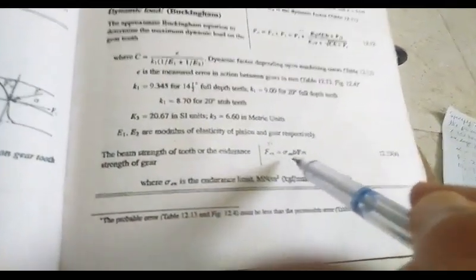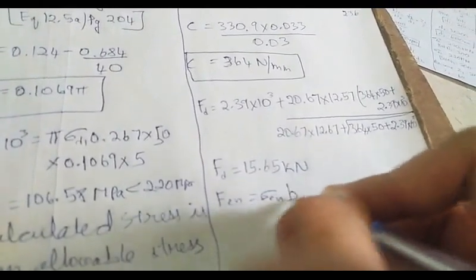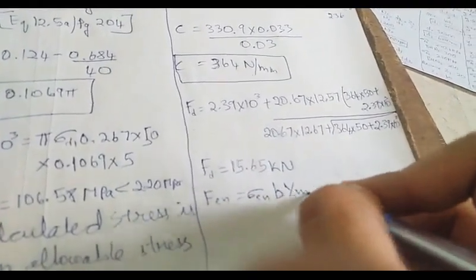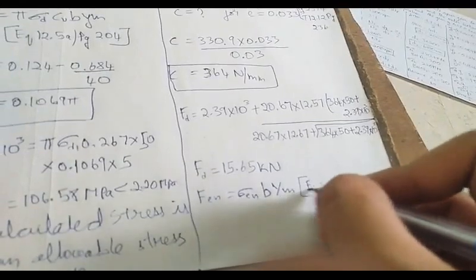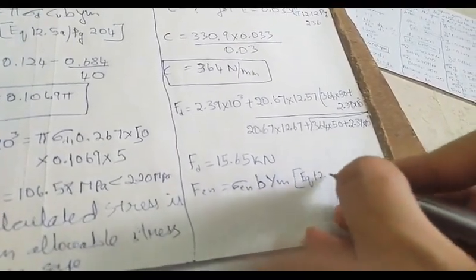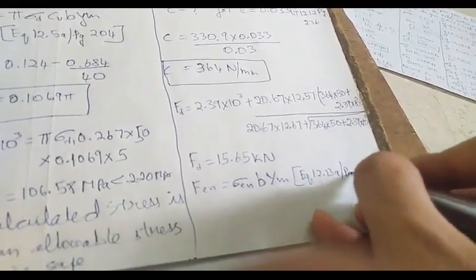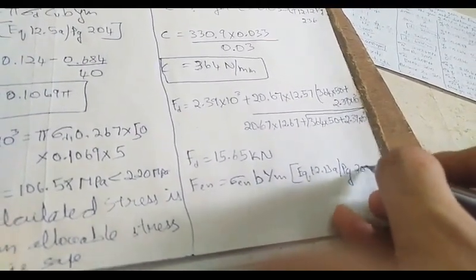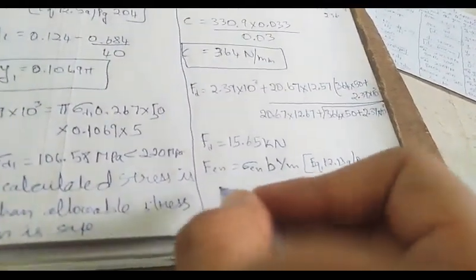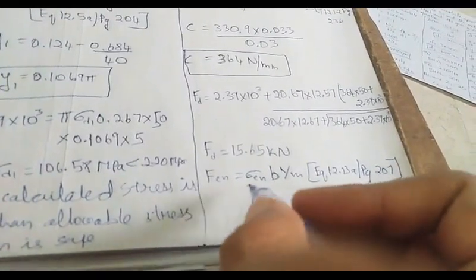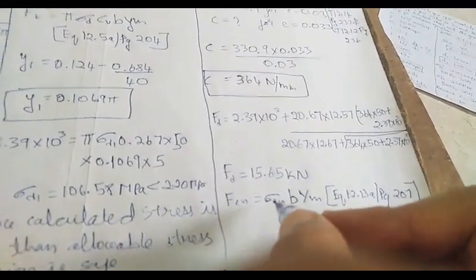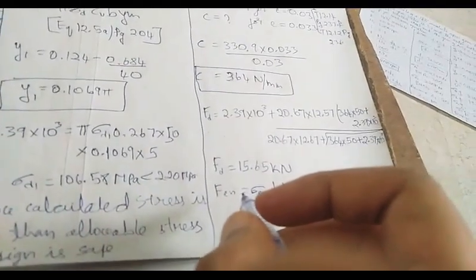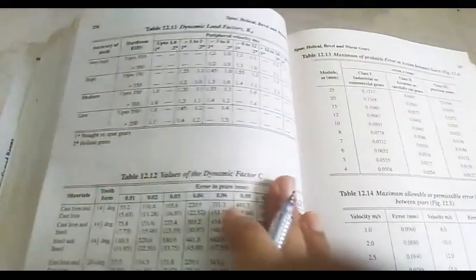For endurance force, sigma endurance BYM. This is equation 12.13a, page number 207. And to find endurance stress, we need to refer to the data handbook, table 12.15.